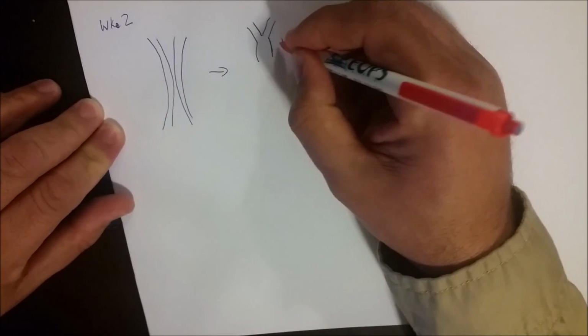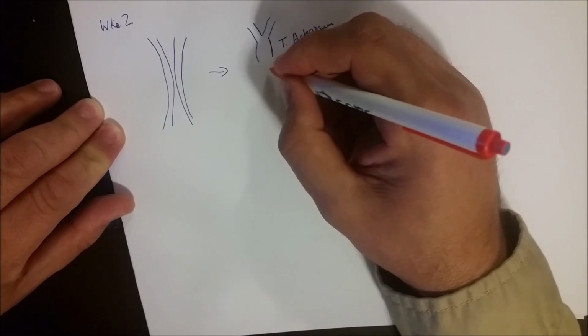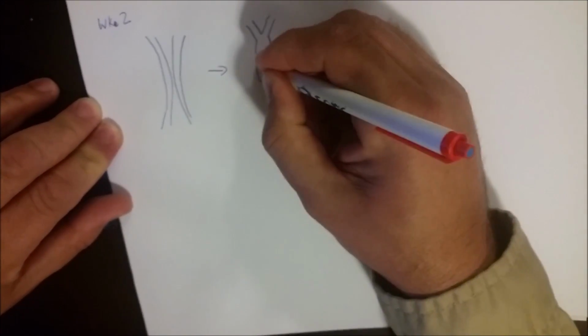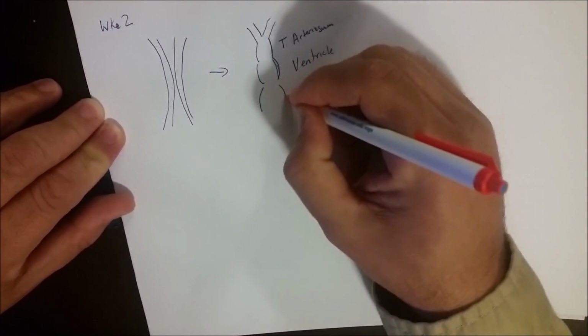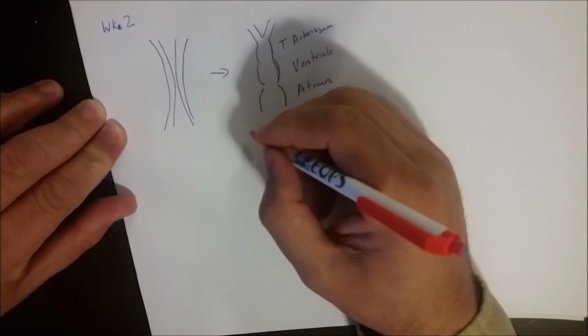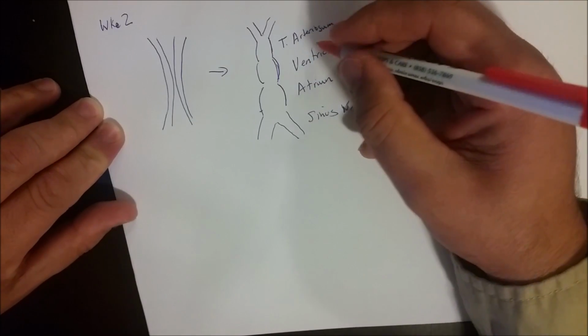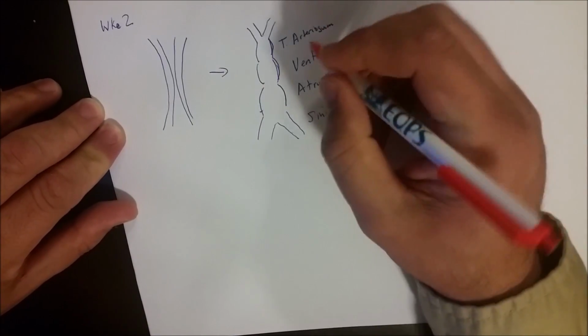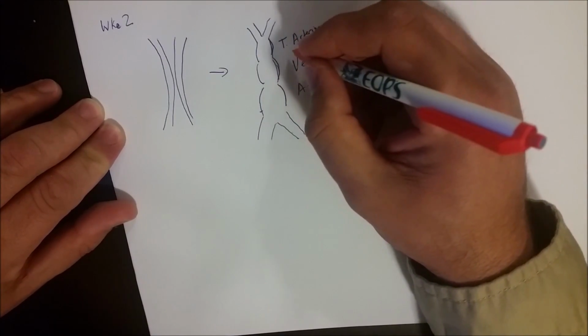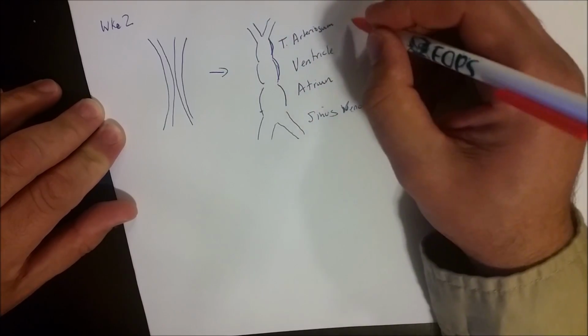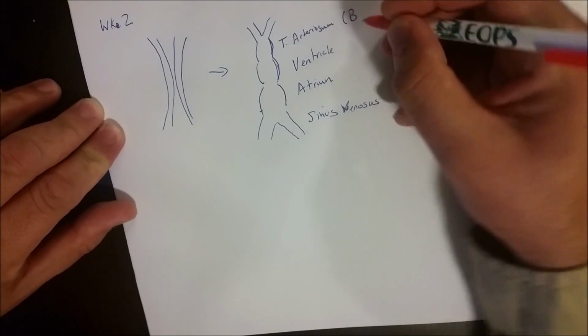You have a place called the truncus arteriosus. You have an area called the ventricle, kind of bulging. You then have an area which is the primordial atrium. And then you have the sinus venosus. Just between the truncus arteriosus and the ventricle, you have a little area which is really important, which we'll talk about later, called the bulbus cordis.